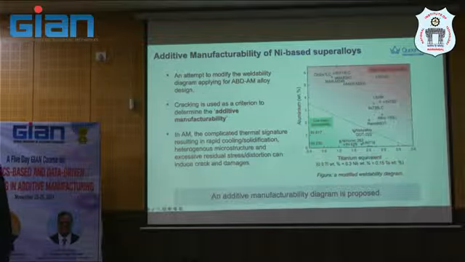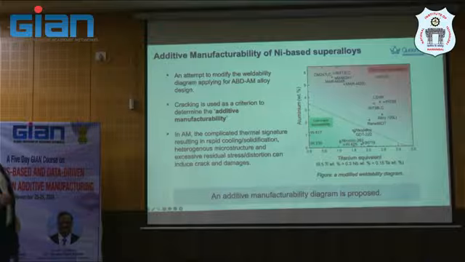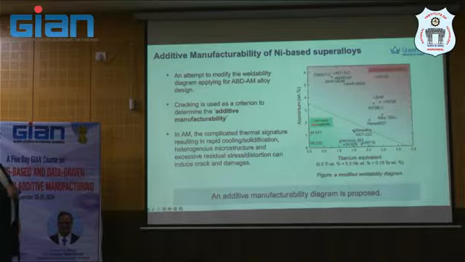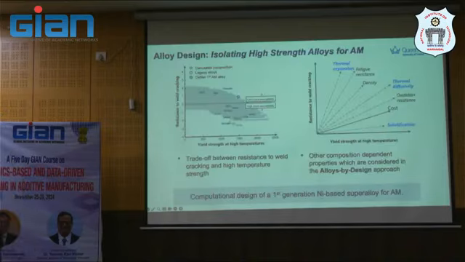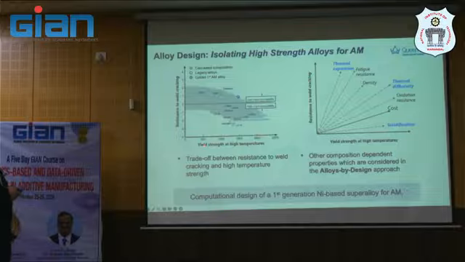Actually, we could not incorporate thermal signature into the process at that time, but we use these indices that I showed you yesterday to take into account that the crack may define the manufacturability of the process, and this diagram has been proposed. So you can find it in the paper as well if you want. And then that means we can isolate high strength alloy for AM.